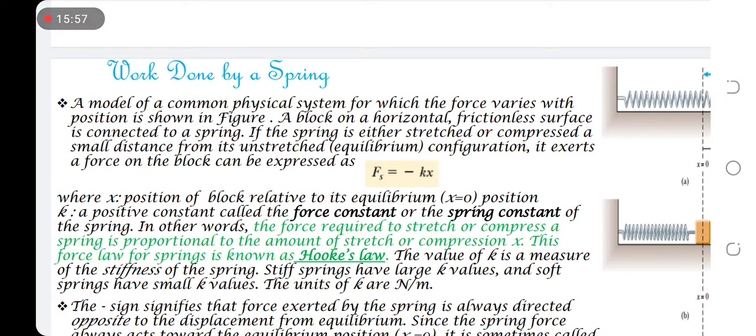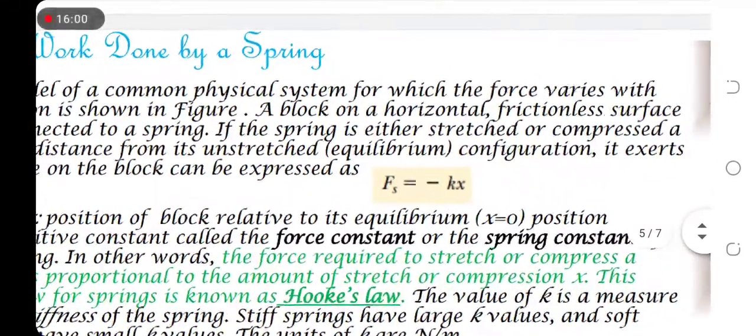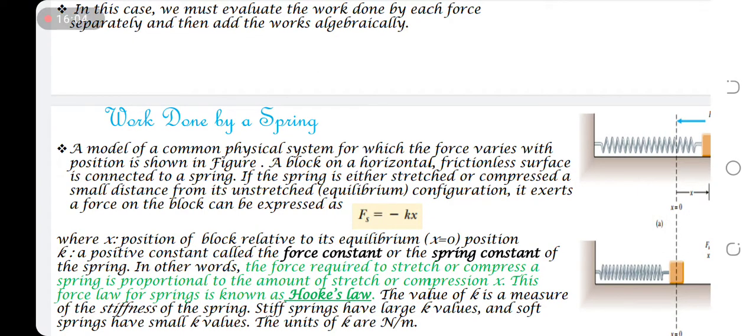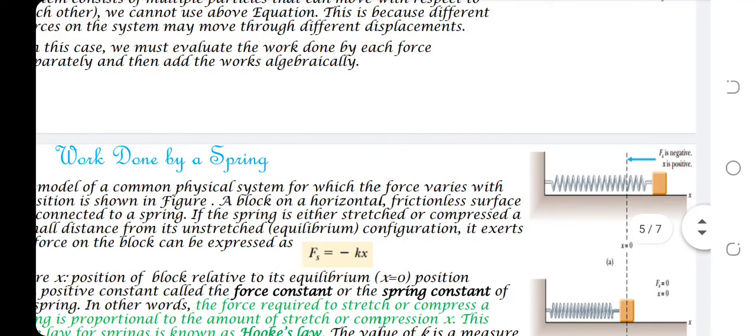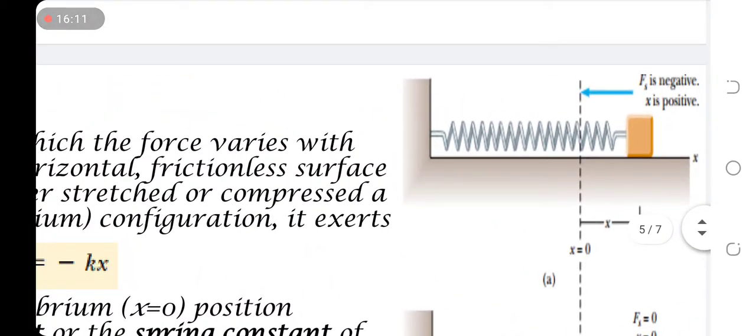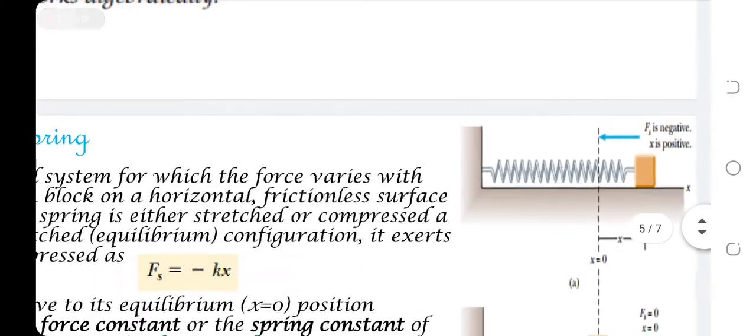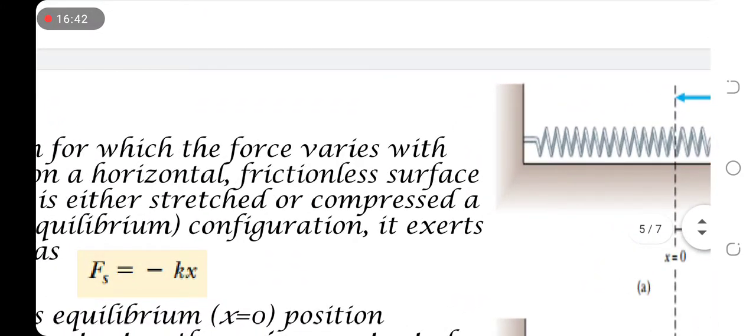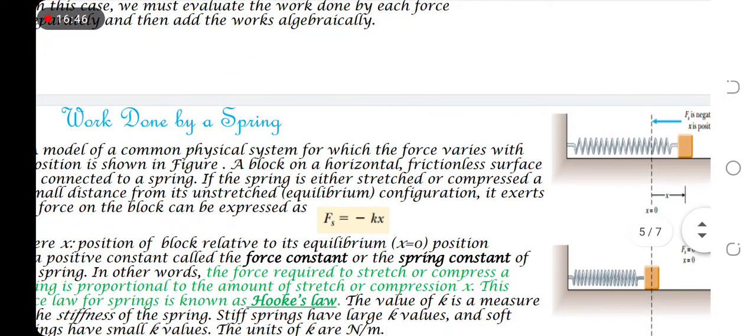A model of a common physical system for which the force varies with position is shown in the figure. We can see from the figure a mass-spring system on a horizontal frictionless surface. In the first figure A, x equals 0, the body is in equilibrium, and when we apply a force towards the right, displacement x occurs and the spring is extended. Here x is positive, and we see Fx is written as negative because this points to the restoring force.